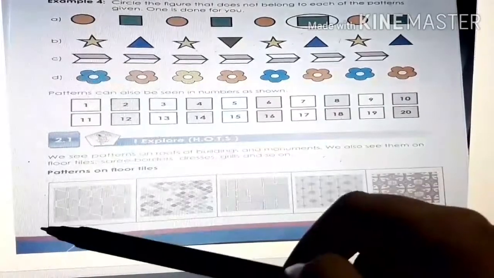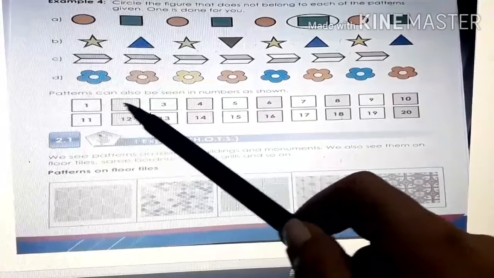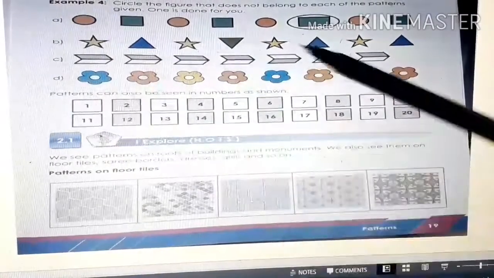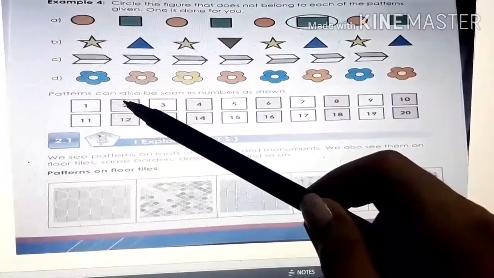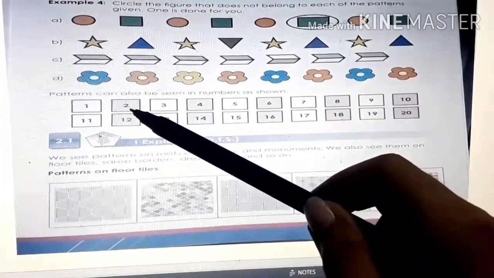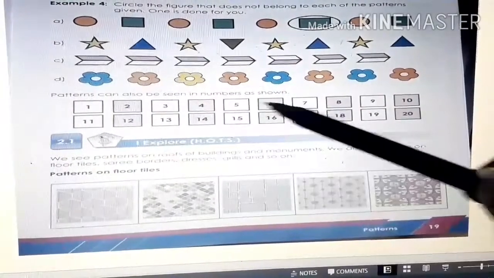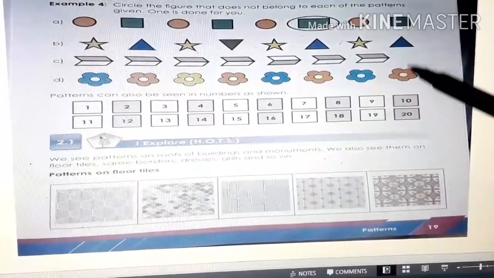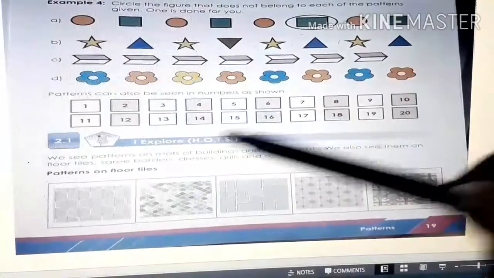Now let's start with patterns can also be seen in numbers as shown. You can see here, children, 1, 2, 3, 4, 5. These are numbers, right? From 1 to 10. So if you have to complete this pattern, children, if some of the numbers are missing here, what will you do? You will continue writing the numbers up to 10 to complete the pattern from 1 to 10.